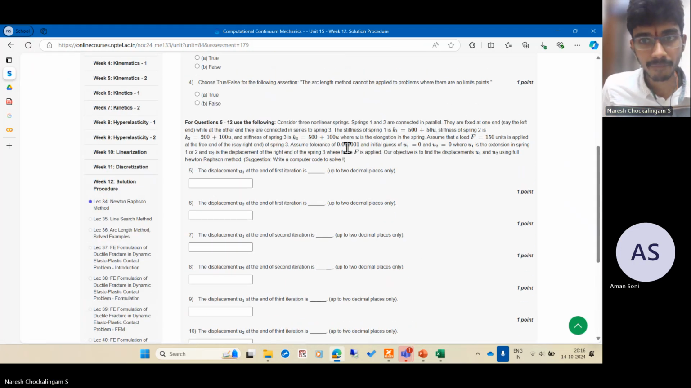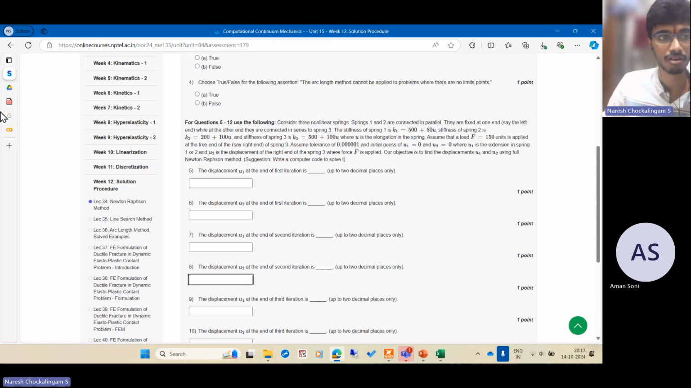For this, as there's a suggestion, write a computer code to solve it. It's better if you do it on a calculator, or rather on a computer. The number of significant figures will cause some issues, especially when you go to higher iteration counts, right? These are fine, they are just quadratic. That is, the stiffness is linear, therefore the force displacement is just quadratic. So it's okay, but still, these are numerical type answers.